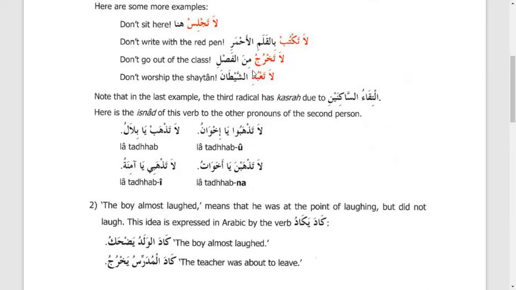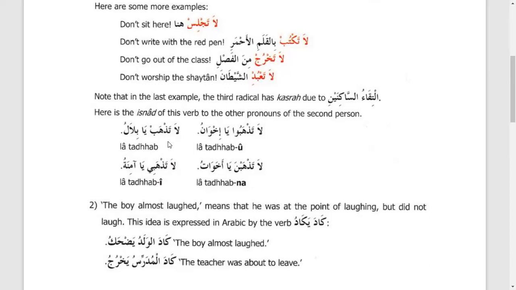However, we know that when there is jar majroor, then it has to be, for example, bil qalam al ahmari. So when we say la taktub bil qalam al ahmari, here we will say that bil qalam al ahmari is mansoob. But how is it mansoob? Mahallan mansoob, yani it's in the place of nasb. However, the i'rab here is majroor. Similarly, la takhruj min al fasli. Also, we can see here that it is majroor because of min. However, it is mahallan mansoob. La ta'budu shaytana. Here it is perfect mansoob, as we can see here. La ta'budu shaytana. So noon has fatha over here.